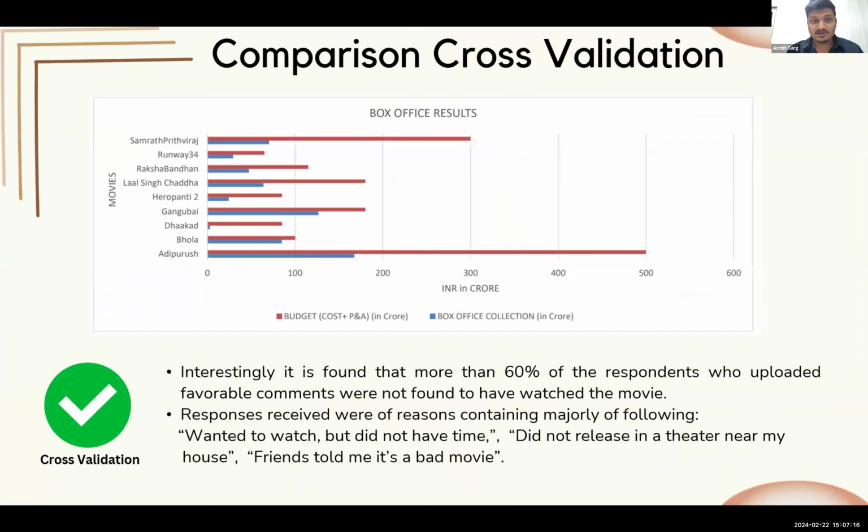Okay, so this is a comparison cross validation, where interestingly we found that 60% of the respondents who uploaded favorable comments were not found to have watched the movies. Why so? Because they responded with 3 major categorical answers: wanted to watch but did not have time, did not release in a theater near my house, friends told me it's a bad movie. So this leads us to the box office results we have taken from moviereviews.com, where we can easily see that between budget and box office collection there's a significant difference. So not all people who wrote positively on the social media platform actually went to the theaters and saw it.